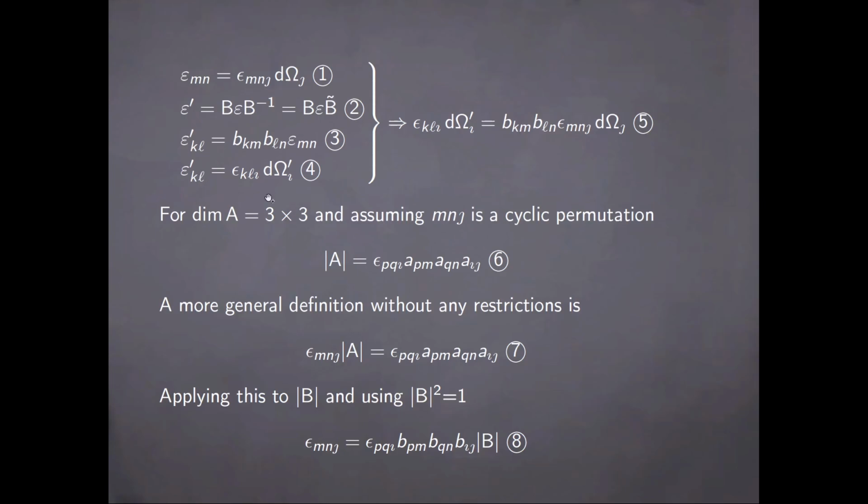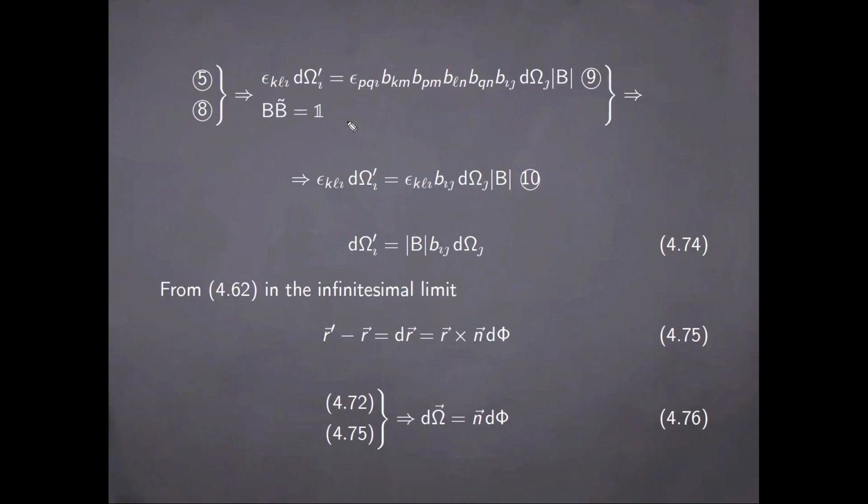And then if we put result 5 together with result 8, we immediately obtain the lengthy expression here, which can be contracted by remembering that B is orthogonal, and it leads to this identity, which features the same Levi-Civita symbol on both sides. So we can write simply the coefficient multiplying the symbol to obtain the transformation law here.